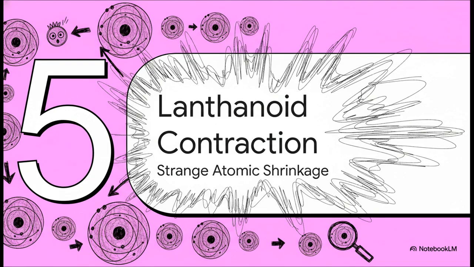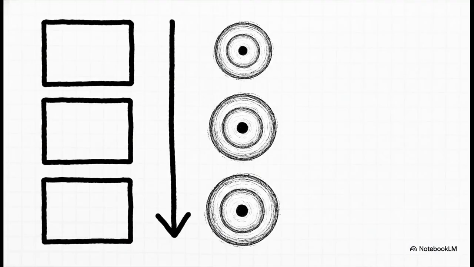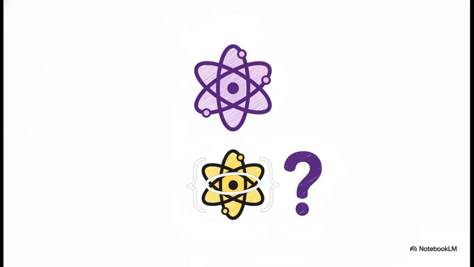But the quirks of these electron configurations, believe it or not, don't stop there. They lead to one of the most fascinating and, frankly, weirdest effects in all of chemistry, something called the lanthanoid contraction. Okay, so let's start with a basic rule of the periodic table. As you move down a column, you're adding entire new shells of electrons, so the atom should get bigger. Simple enough, right?